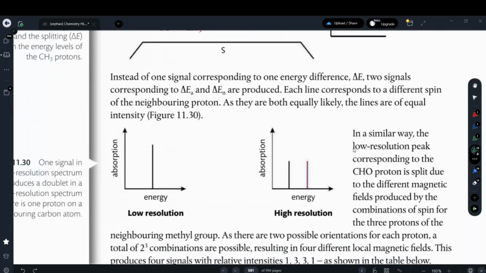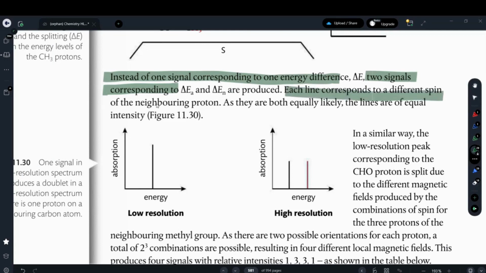So instead of one signal for one energy difference, you will get two signals corresponding to both energies in this case. Each line corresponds to a different spin of the neighboring proton. As they are both equally likely, the lines are of equal intensity. We'll understand as we move forward what happens when you have multiple hydrogens around it.